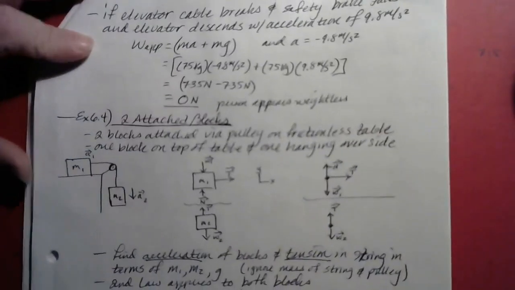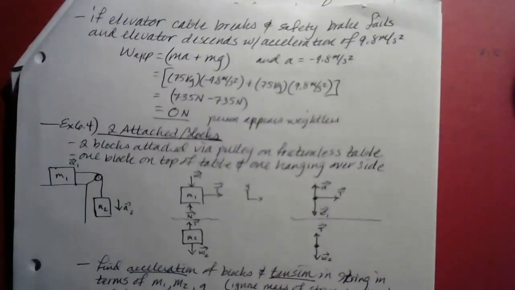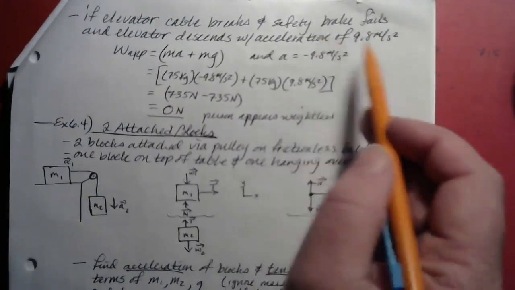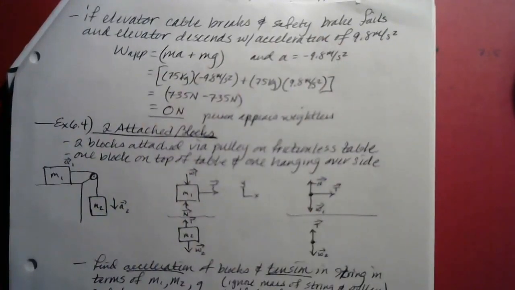Another interesting case here actually would be, what if the elevator's cable broke and the safety brake that's supposed to stop the elevator from free fall fails, and the rails for the elevator were only just lubricated yesterday, so they're nice and slippery, and the elevator descends with an acceleration of 9.8 meters per second squared. In other words, it's in free fall.